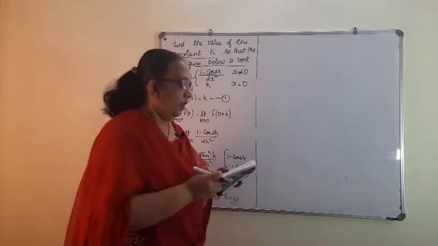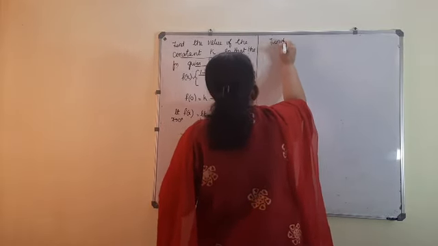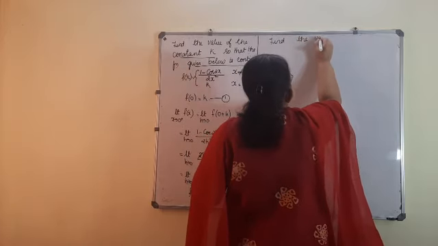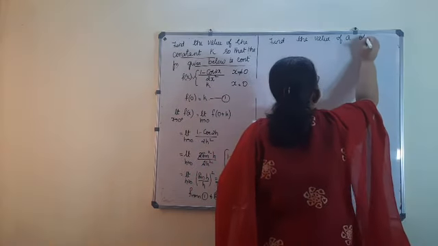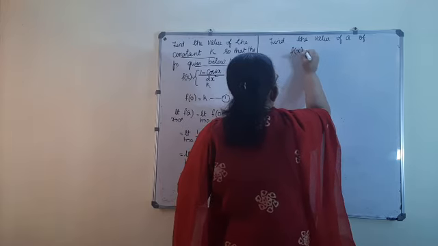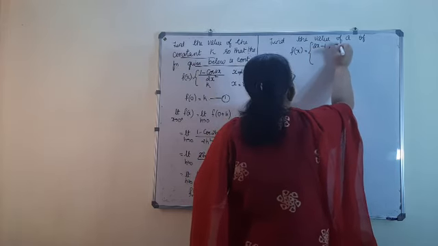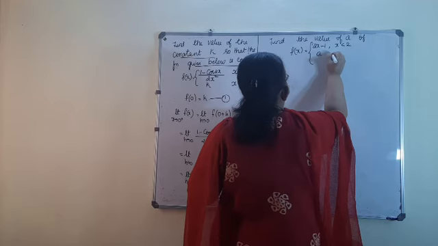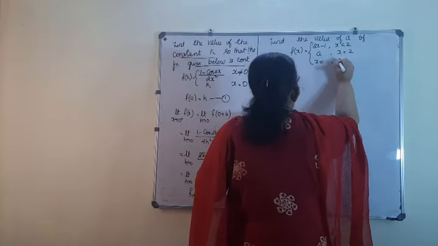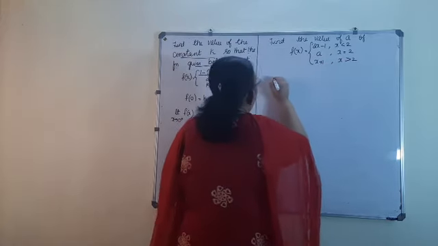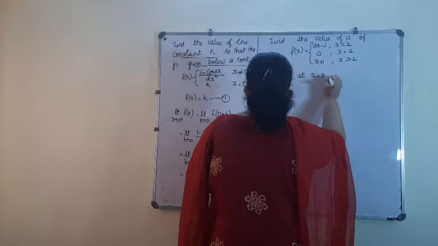Next one. Find the value of a, where f of x is equal to 2x minus 1, x less than 2; a, x equal to 2; x plus 1, x greater than 2, is continuous at x is equal to 2.